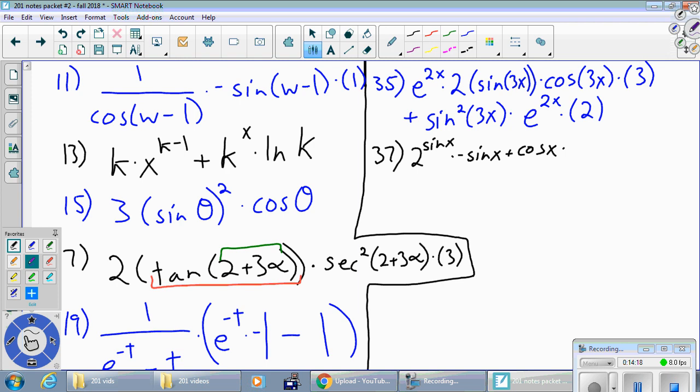2 to the sine of x, that's 2 to the stuff. That's like a to the x. So it's 2 to the stuff times ln of 2, that's part of the a to the x rule, and then times the derivative of the stuff. Derivative of sine x is just cosine x.